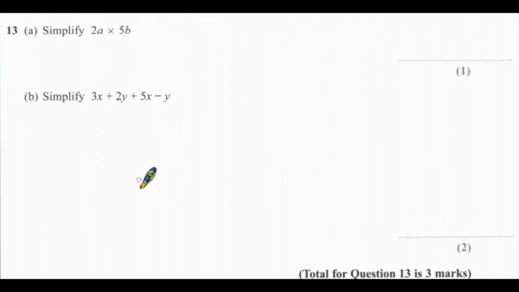Question 13a is asking us to simplify 2a times 5b. We have two terms which we are multiplying together. We always start with the numbers and then the letters. 2 times 5 is 10. We have nothing to multiply the a with, therefore we leave it as it is, and there is nothing to multiply the b with, so our answer is 10ab.